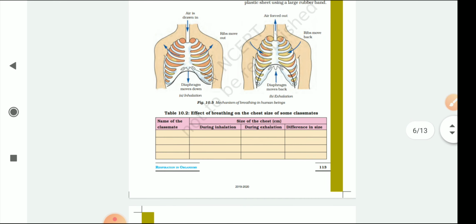And here the table is there. You can fill in this table. You have to write your name, your siblings' names, your friends' names, your parents' names, and during inhalation what is the size of their chest, and during exhalation what is the size of their chest, and what are the differences. It means you have to subtract, and you have to take the total difference between the time of inhalation and the time of exhalation. Okay, so I hope this is clear to you. You will do this activity today, and the diagram which you have to do today. Okay, so this is your work for today.